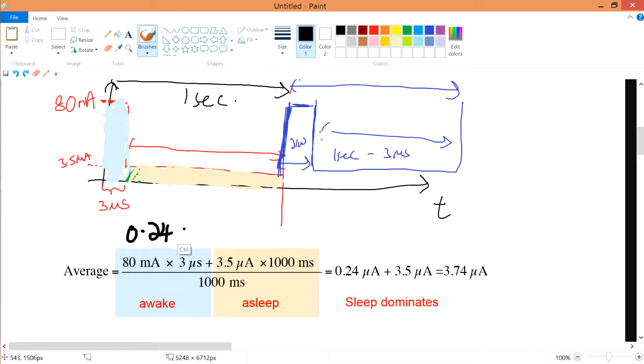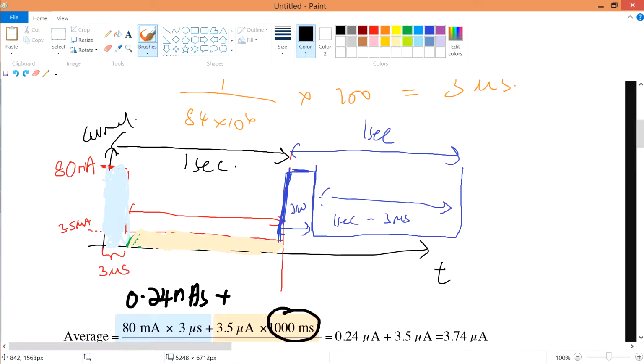Alright, so it should be 0.24 nanoampere second plus 3.5 times the 1000 millisecond. You can say that this 1000 millisecond over here is this portion over here, which is 1000 minus 3 microsecond. Or this is actually 1000 millisecond, minus 3 microsecond, which is negligible. You still get back 1000 millisecond. So therefore this whole chunk over here is still 1000 millisecond.